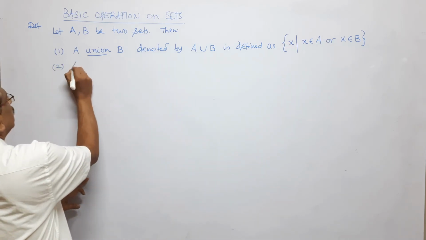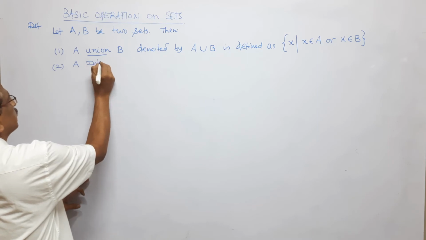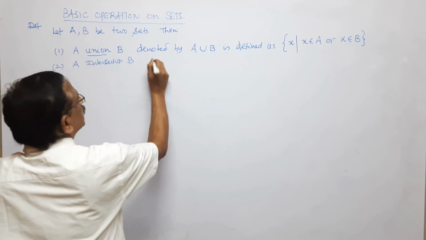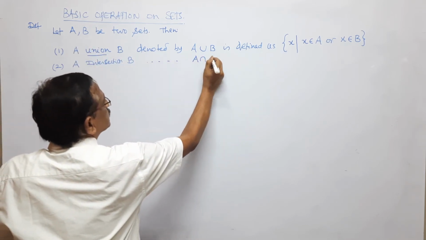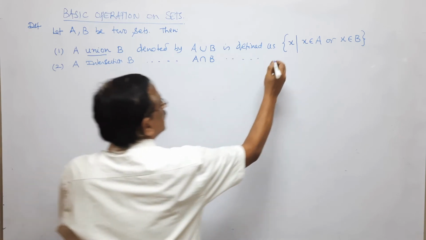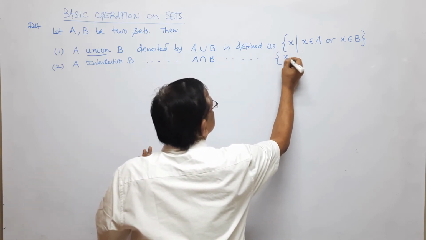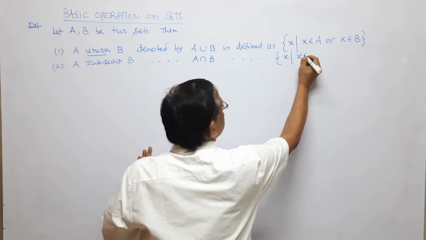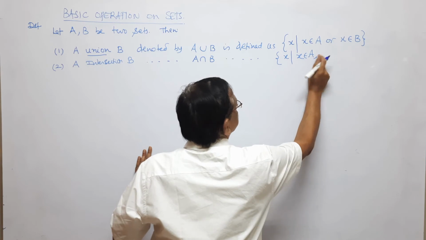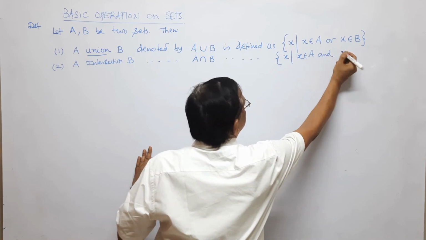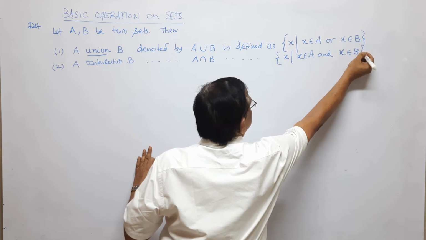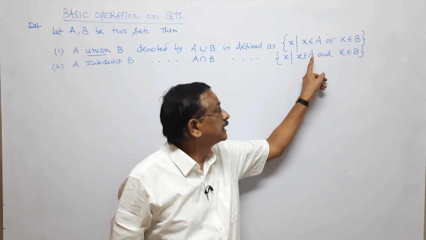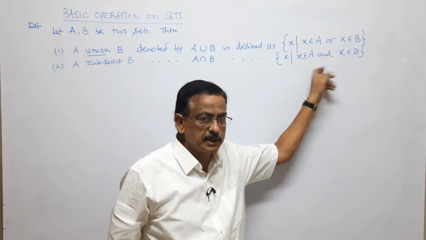2. A intersection B, denoted by A ∩ B, is defined as, again I want to write down the set builder form, the set of all x such that x is in A and x is in B. That means every element x is in A as well as in B. That's called A intersection B.